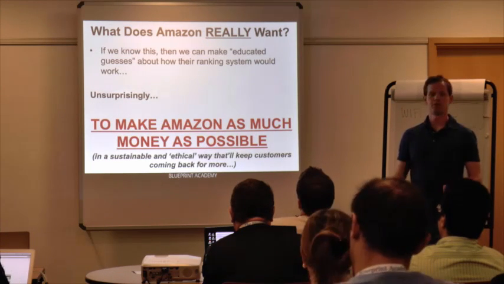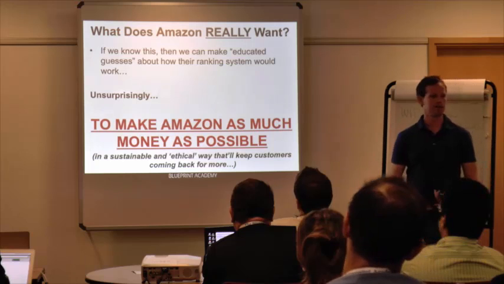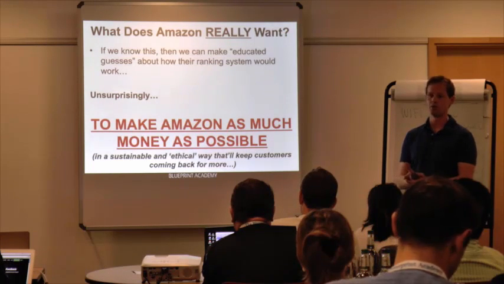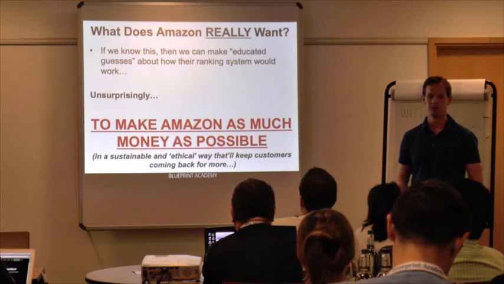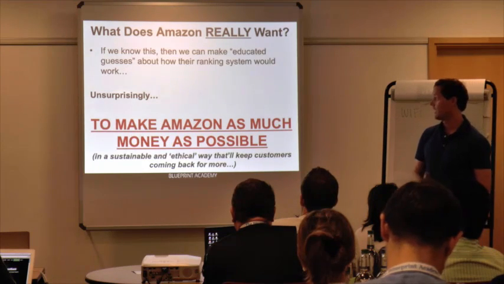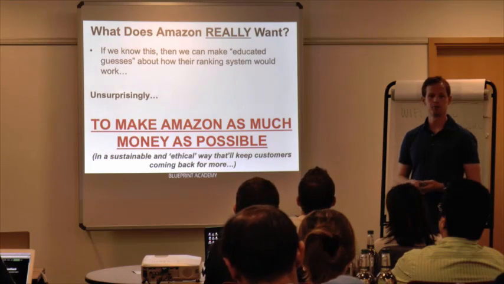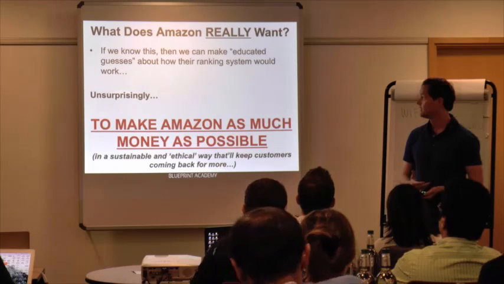So the first thing that you have to think about is, what is it that Amazon wants? Because this is what's guiding all their decisions in their algorithm for the rankings. And unsurprisingly, they want to make as much money as possible, but they want to do it in a sustainable way.